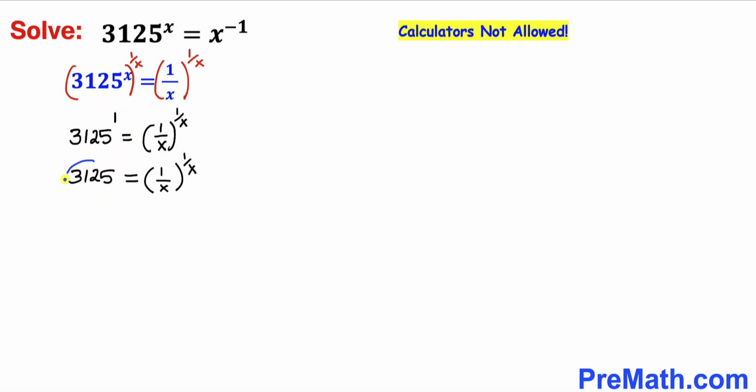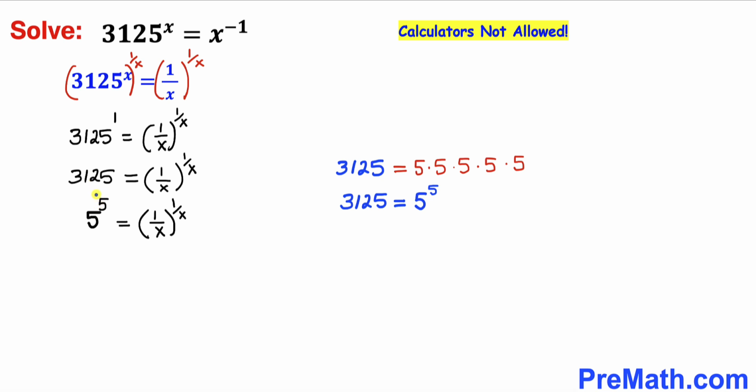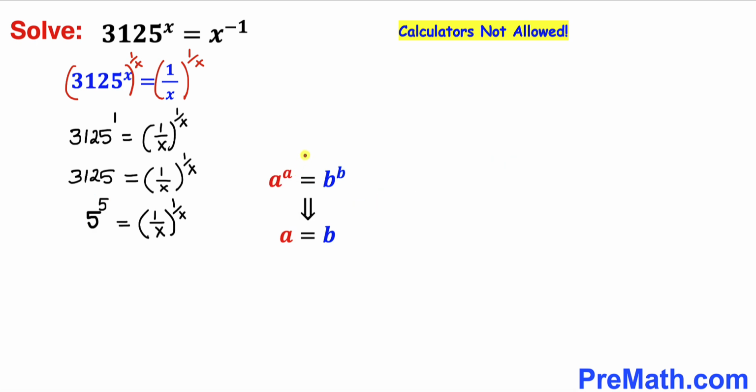And now let's focus on 3125. Here I have copied it down. Now we can see 3125 is the same as 5 power 5. Therefore, I replace this 3125 by 5 power 5 in this next step. And now we are going to apply this basic rule of exponents. We know that our base and the exponents are identical on both sides. So therefore, I can equate 5 equals 1 over x. Let me write down 5 equals 1 divided by x, which means that x is going to be 1/5.